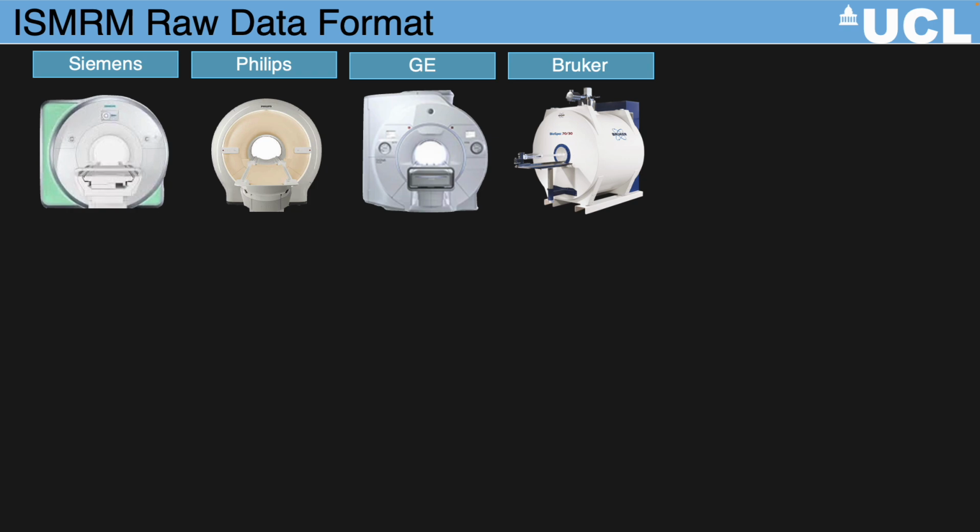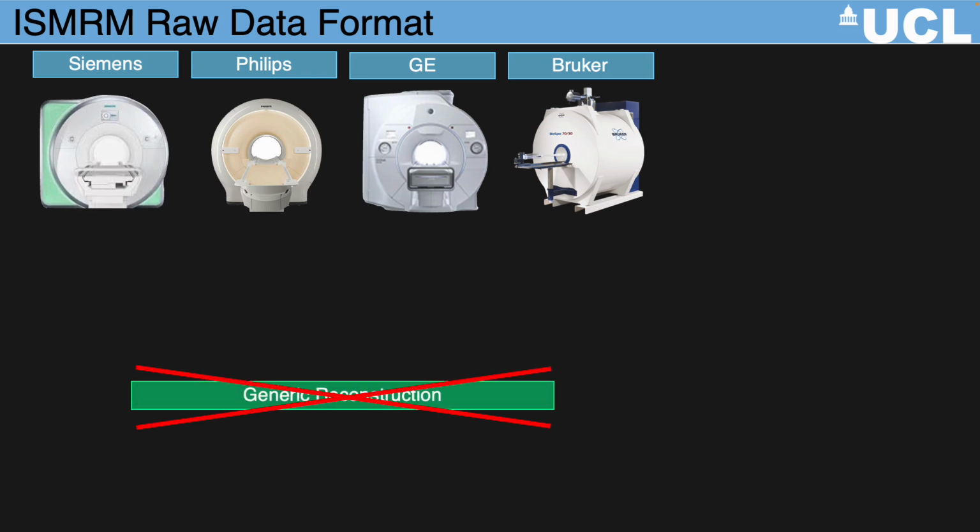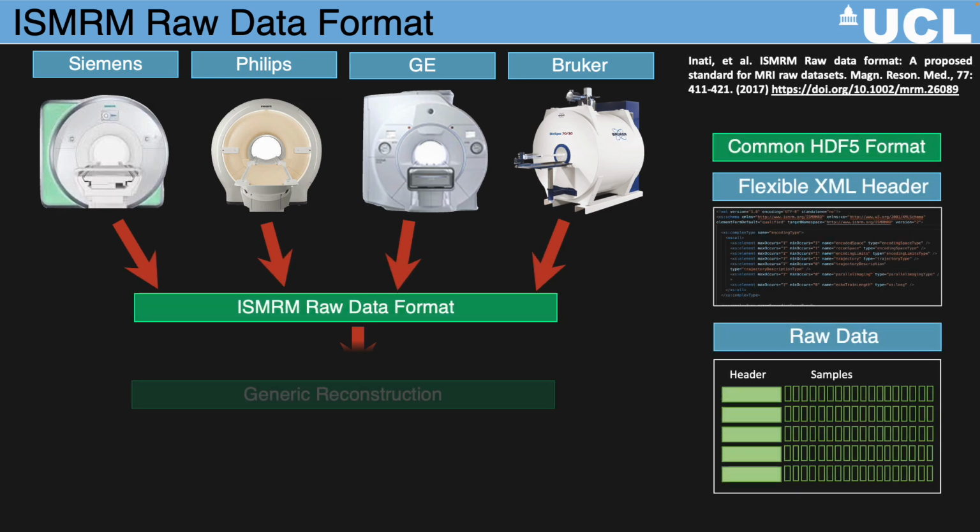So the first thing to note is that the raw MR data that we collect is in a different format depending on which scanner vendor you're using. This means that sharing of image reconstruction tools is not easily feasible, which hinders collaborations and reproducible research. However, this was recognised as a problem in the field back in 2013. By 2016, the ISMRM raw data standard had been designed by the MR community members. This common MR raw data format facilitates the sharing of data and reconstruction tools.